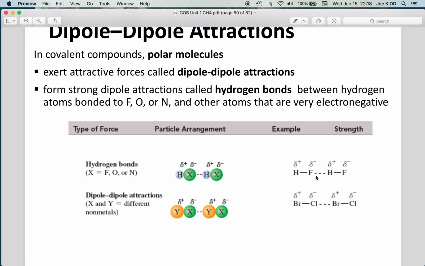Now, we use this dotted line to represent attraction. They're not bound. This fluorine is not sharing electrons with this hydrogen. This fluorine is married to this one. This hydrogen is married to this one. They're just kind of checking each other out.